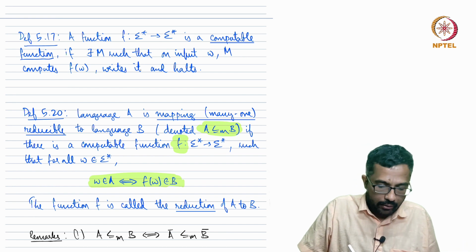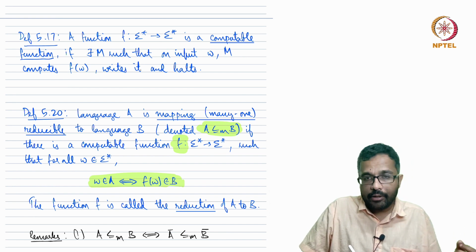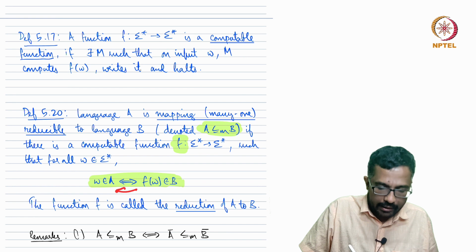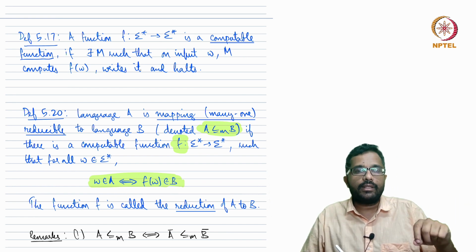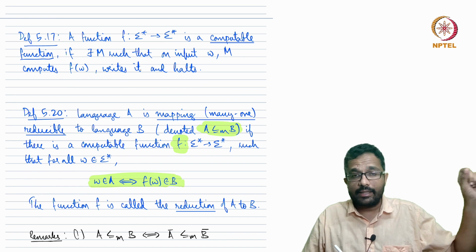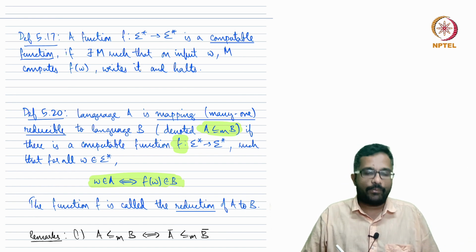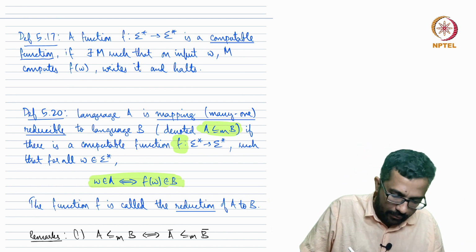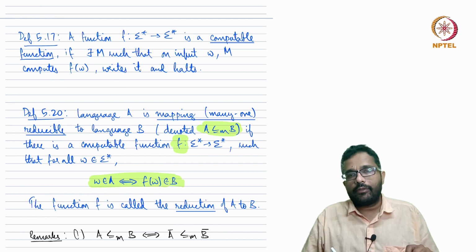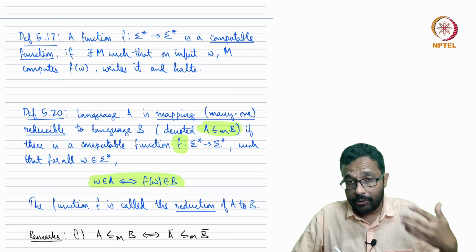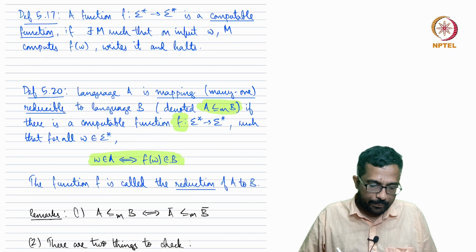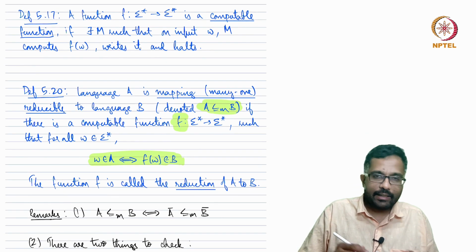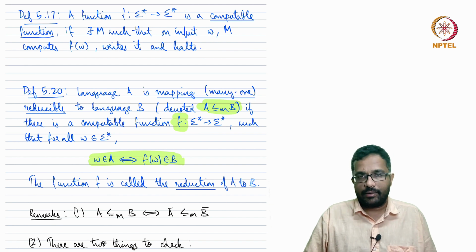Or in other words, if f of w was in B, then w must necessarily be in A. So it should not be the case that w was not in A. So it is w in A if and only if f of w in B. In other words, w not in A also means f of w is not in B. So such a function that satisfies this property is called the reduction.